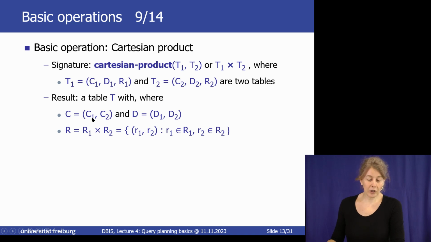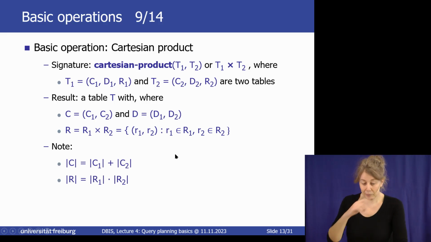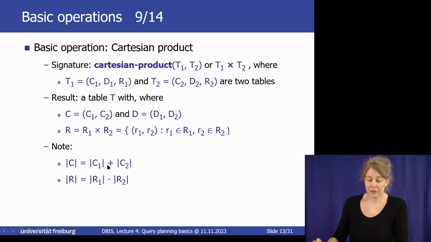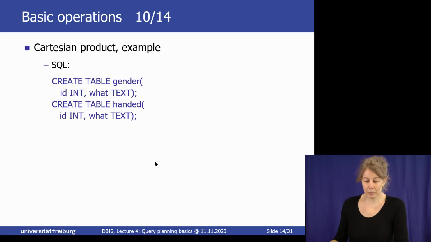So the columns: if you have 3 columns here and 5 here, now you have 8. The domains are just the domains. And now the rows are all combinations of rows where one is from the first table, the other is from the other. And this we have already seen in the last lecture. Now we just make it more formal. This is a database operation. Let's look at an example.